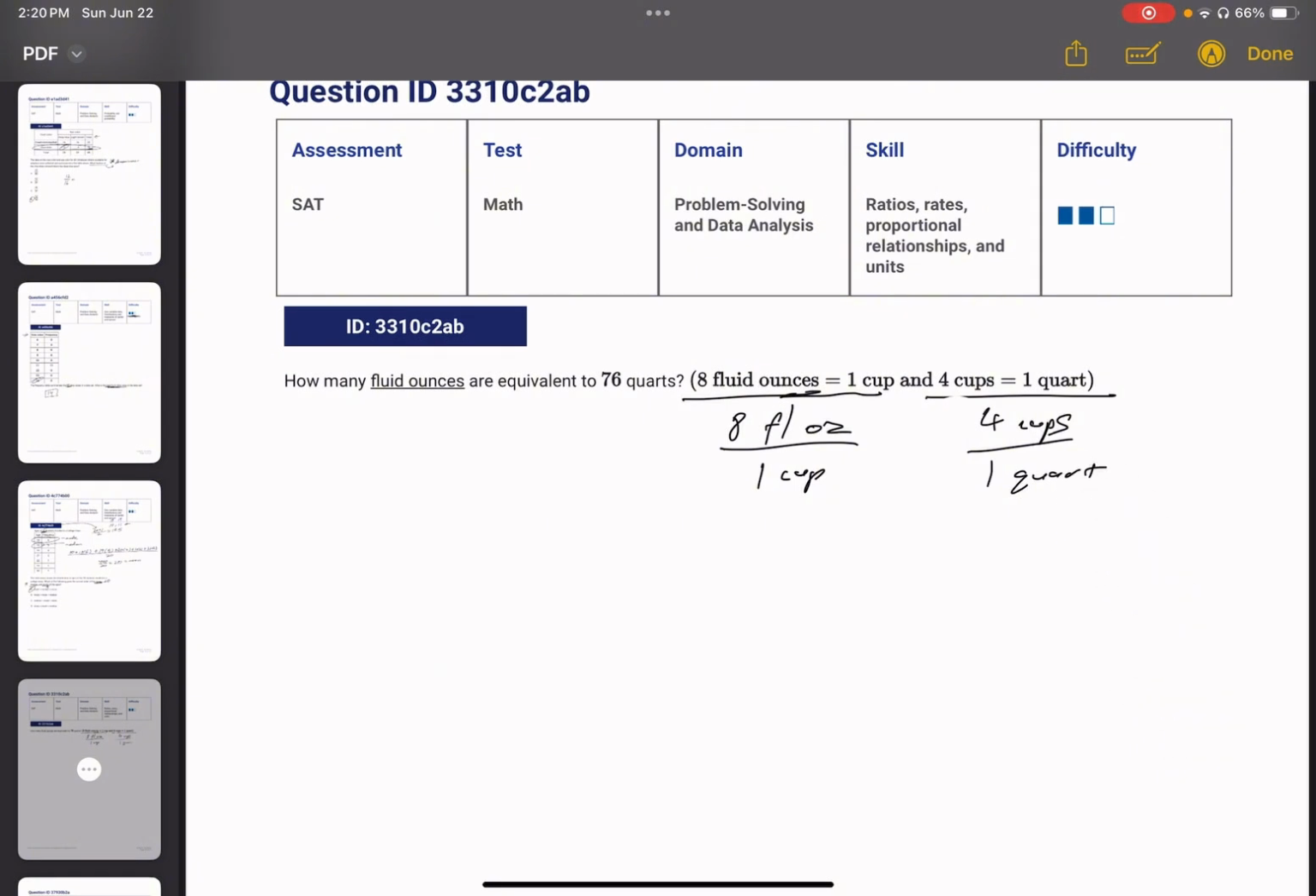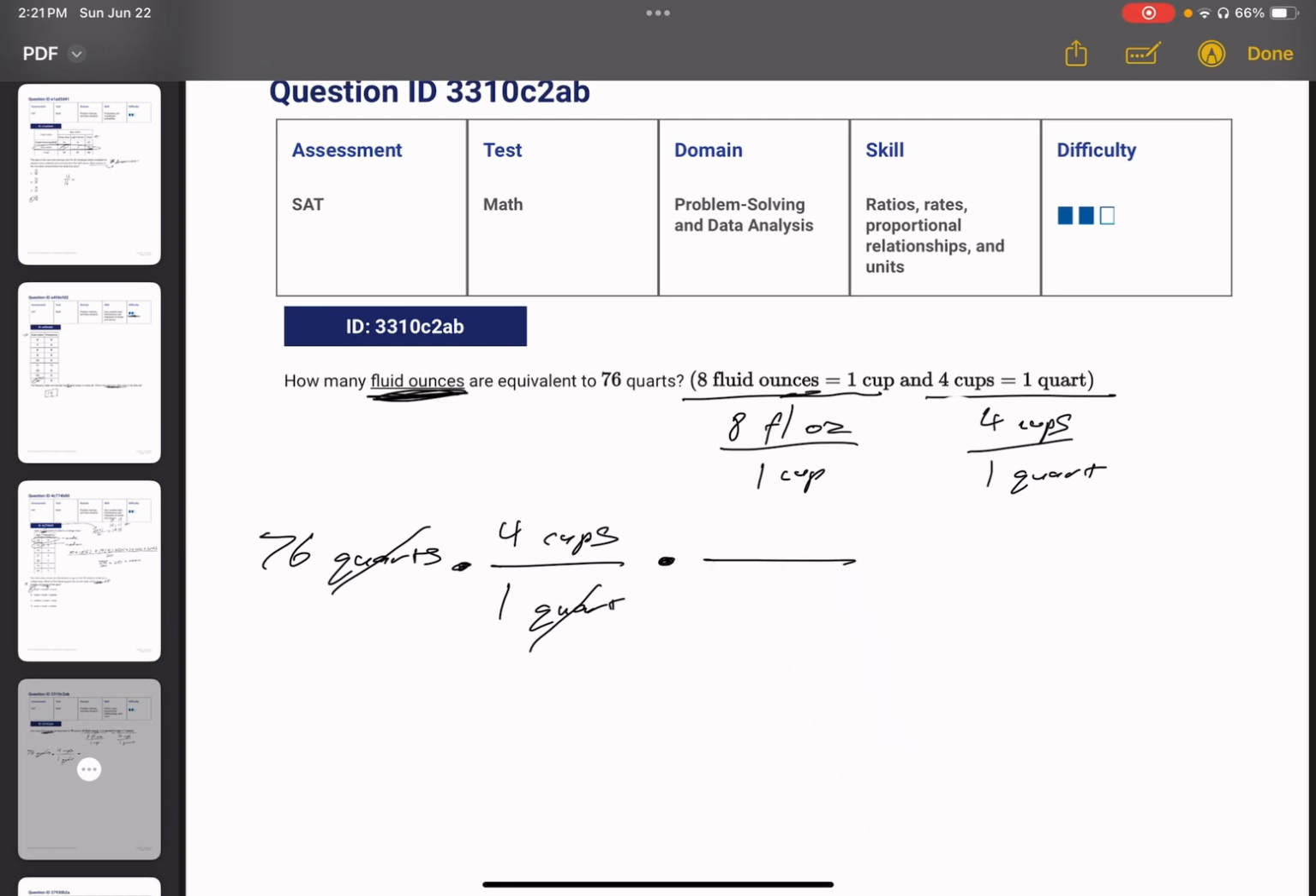Okay, so we have 76 quarts, and we have to convert that to fluid ounces. So we don't have quarts over fluid ounces, but we do have quarts over cups. So we're going to do 1 quart over 4 cups. I'm putting the quart strategically on the bottom, not just because I wrote the first ratio like that, but so they cancel out.